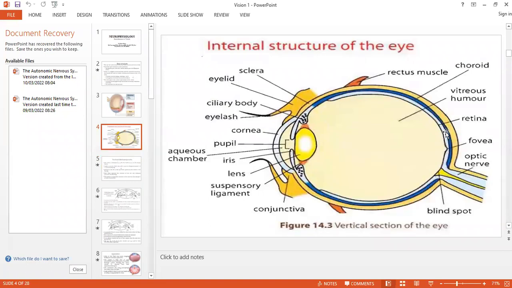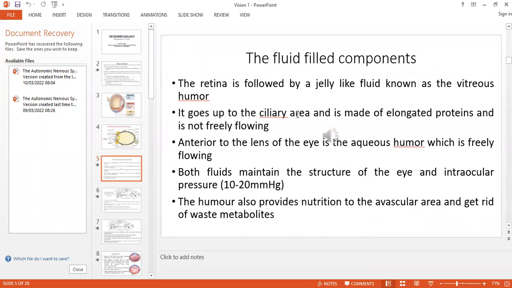Remember, the retina contains two major types of cells, and I'm not saying those are the only cells, meaning there are other cells, but basically we focus on the rods and the cones, which are responsible for detecting light energy. But the other cells facilitate the communication. So the vitreous humor is adjacent to the retina. It goes up to the ciliary area and is made up of elongated proteins and is not freely flowing, okay? So which fluid does not flow? It's known as the vitreous humor.